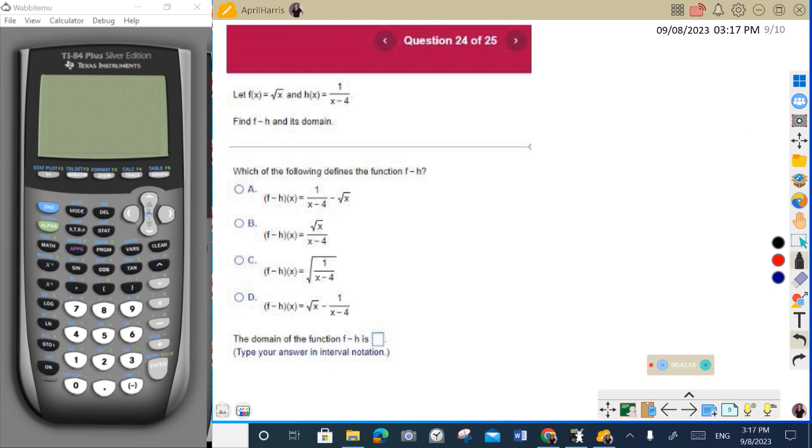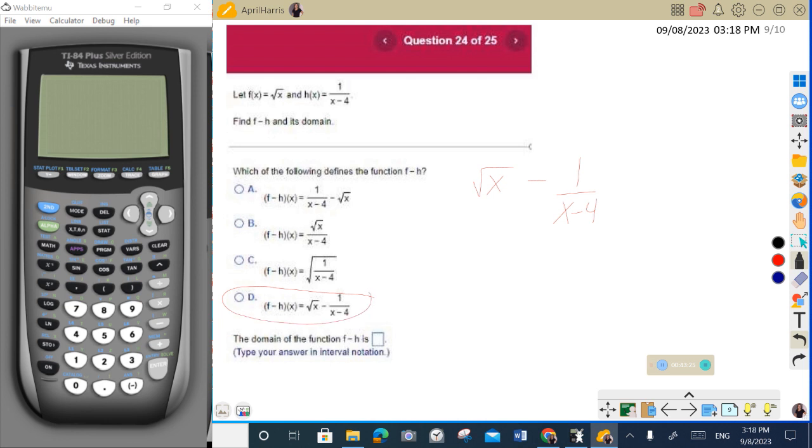24, let f of x be the square root of x and h of x be 1 over x minus 4. Find f minus h in its domain. So that just wants you to take f of x minus h of x. Well, f of x is this, minus h of x. That's that. And notice they're not even going to make you get a common denominator.